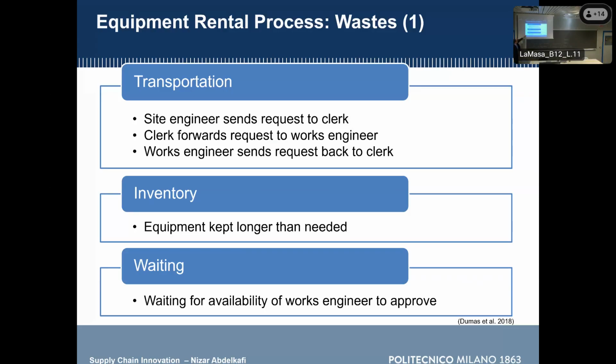Then waiting, also you may perhaps just think of it, but you don't see it directly in the process. It is waiting for the availability of the works engineer to approve. What does it mean? The works engineer, as I told you, is a responsible manager. Perhaps he is very, very busy. He's on a business travel, and he could not examine the documents for the equipment request that he has, and therefore things are just accumulating in the office, and he's out of office, and therefore, okay, we have to wait until he or she comes back.